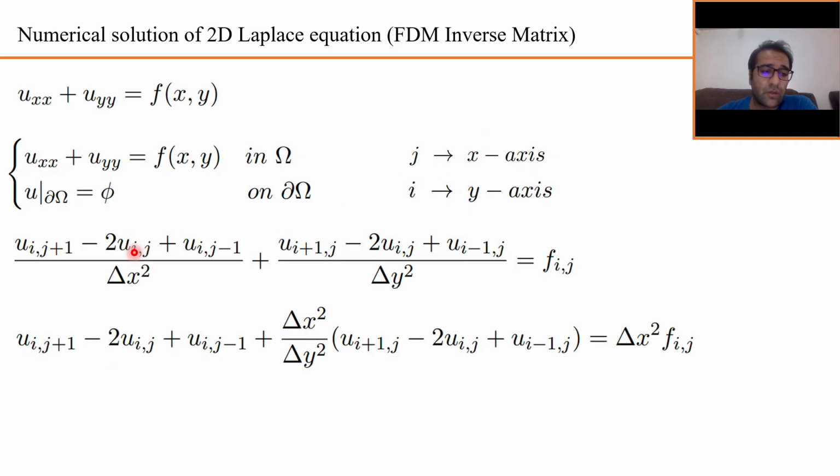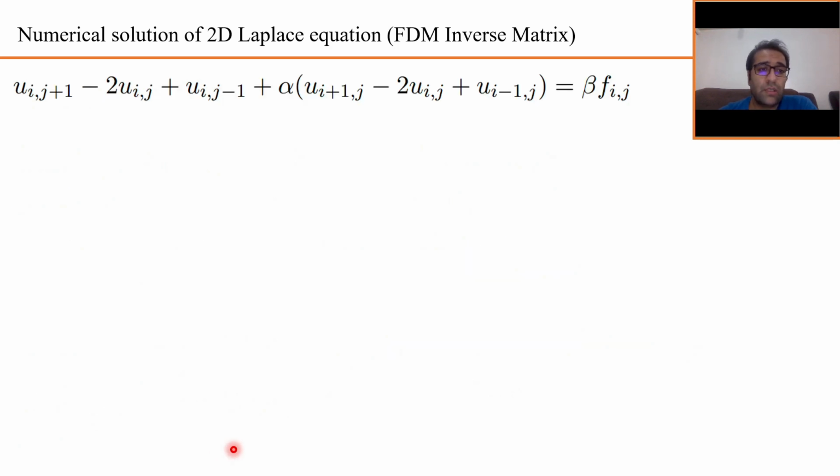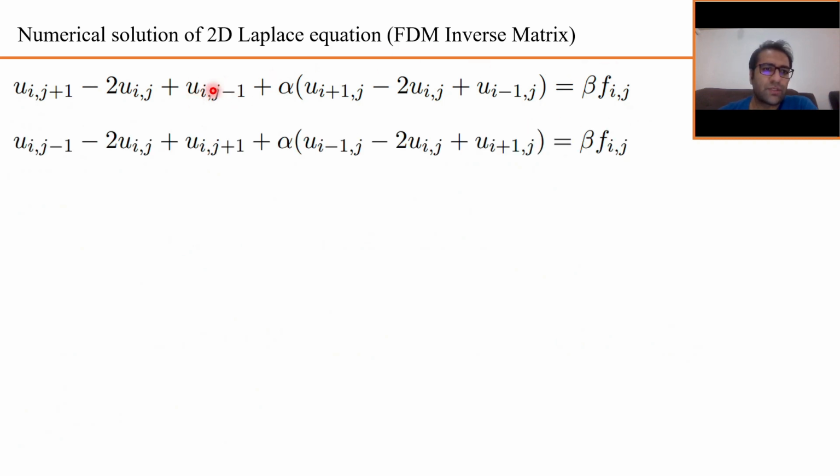If I simplify this equation a little more, just multiply both sides of the equation by delta x squared, we have this term here, and delta x squared divided by delta x squared gives the same term here. At the right part, I have delta x squared multiplied by f i j. If I define a new parameter alpha, and define delta x squared as beta, and substitute the new parameters, I have this equation. Then I rewrite this equation, bringing this term to the first of this bracket.